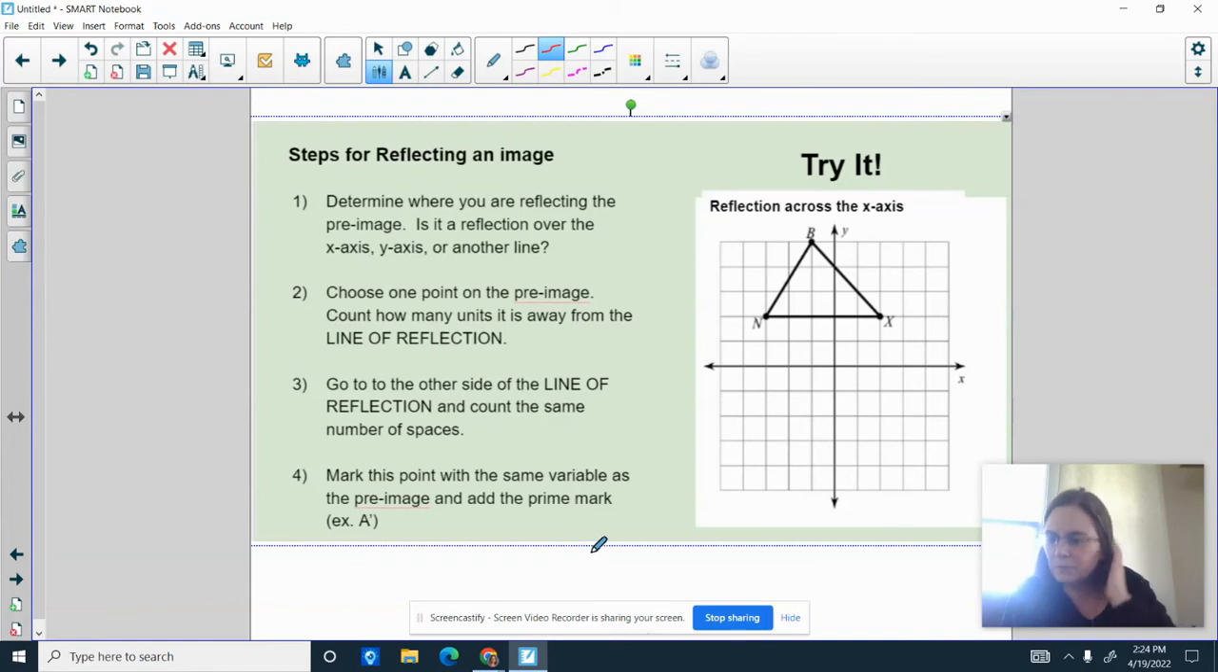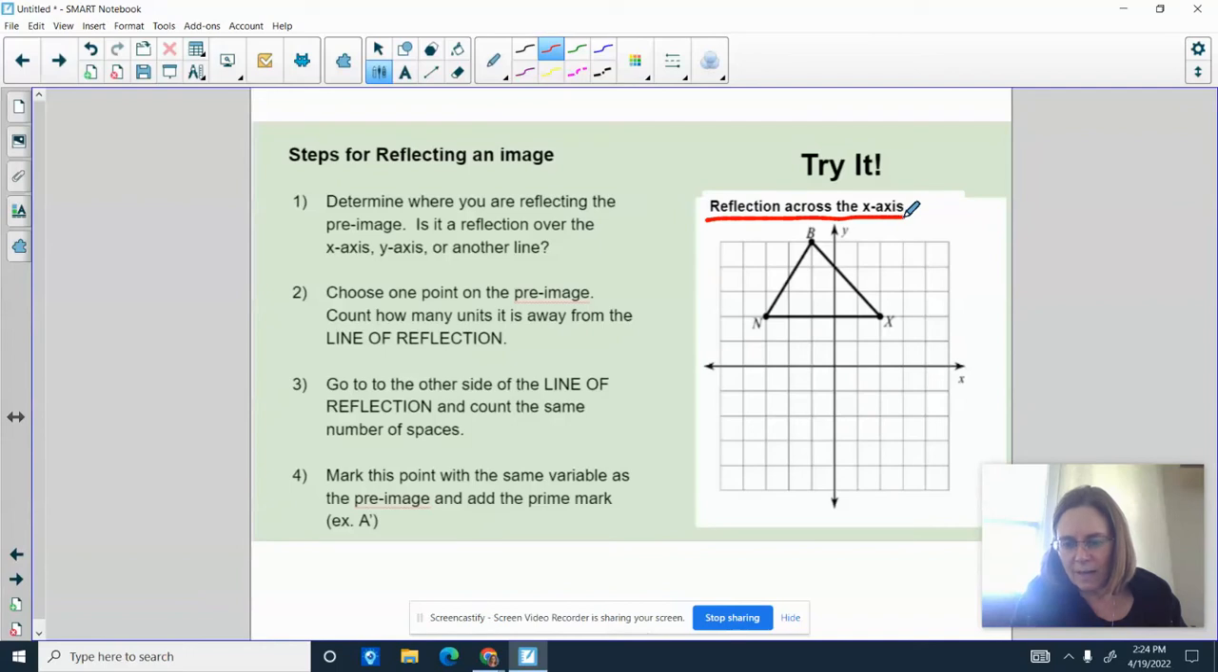All right, I'm just going to do one more with you. You can pause the screen. I do have the steps written out here, how to do this. So I'm going to start at B. Okay, and I want to make sure I'm doing the right thing. It says reflect across the x-axis. So my x-axis is here. That's where my mirror is. I'm going to reflect over that.